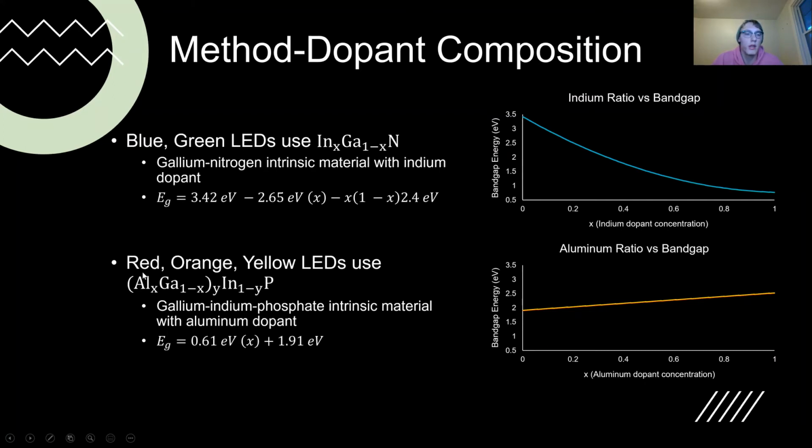On the other hand, red, orange, and yellow LEDs use a slightly different intrinsic material, which is a gallium indium phosphate intrinsic material with the addition of aluminum dopant. And as such, they have a different equation correlating their active bandgap and the amount of aluminum. As you can see here in the bottom graph, as the aluminum concentration increases, the bandgap energy actually increases, which is opposite to that of the indium dopant. This will be discussed further in the conclusion section.